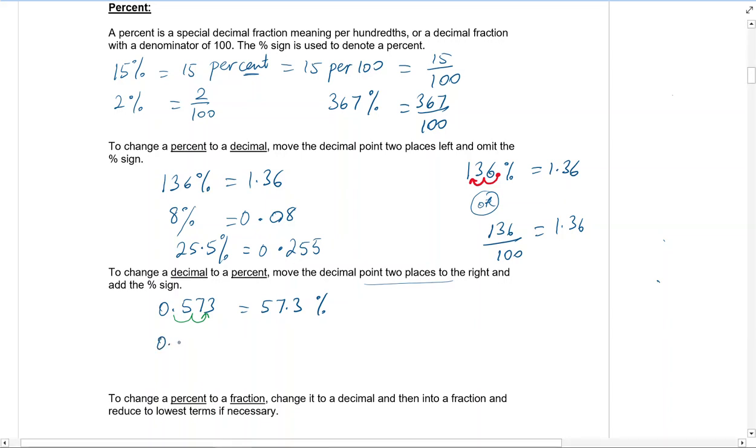Okay, think about what the percentage of 0.053 would be. What is the percentage form? This is a decimal form. If you want to write this as a percent, again you're going to move your decimal 2 places to the right, so it will become 5.3%.